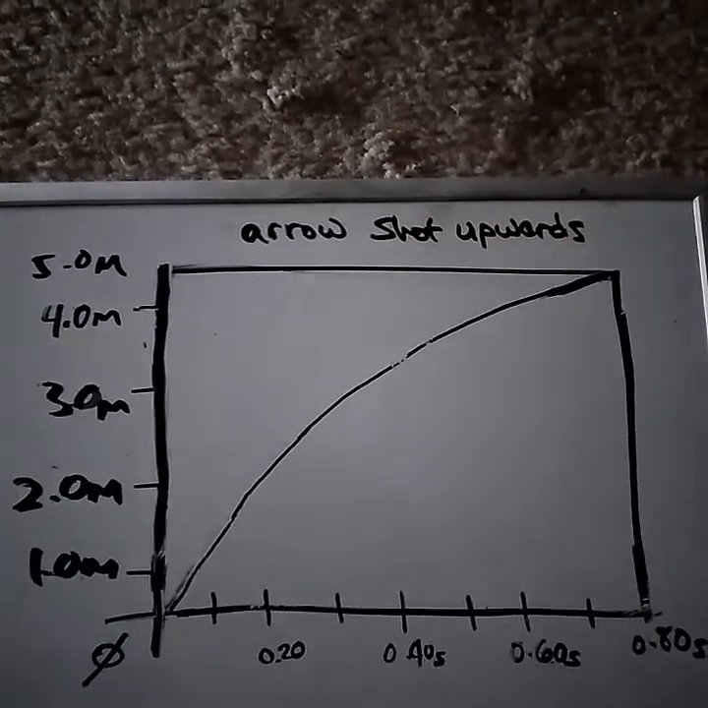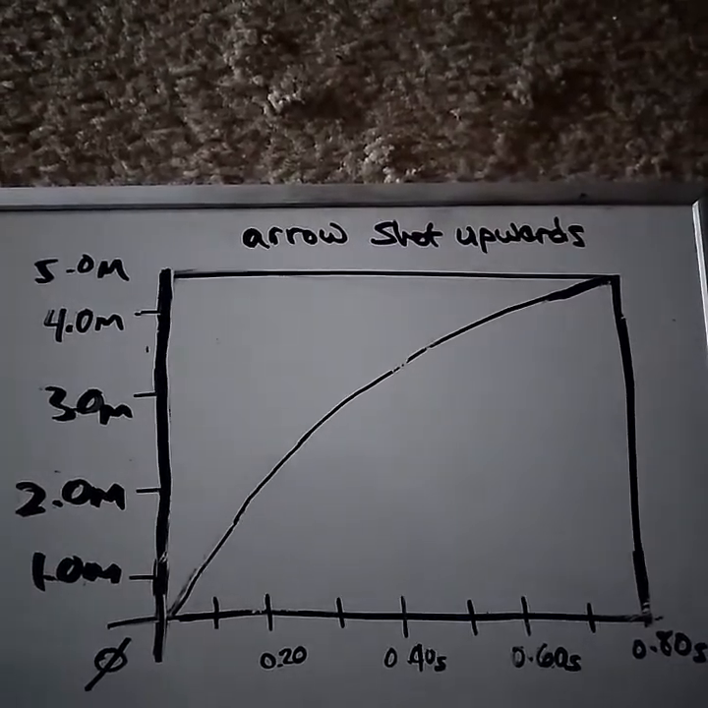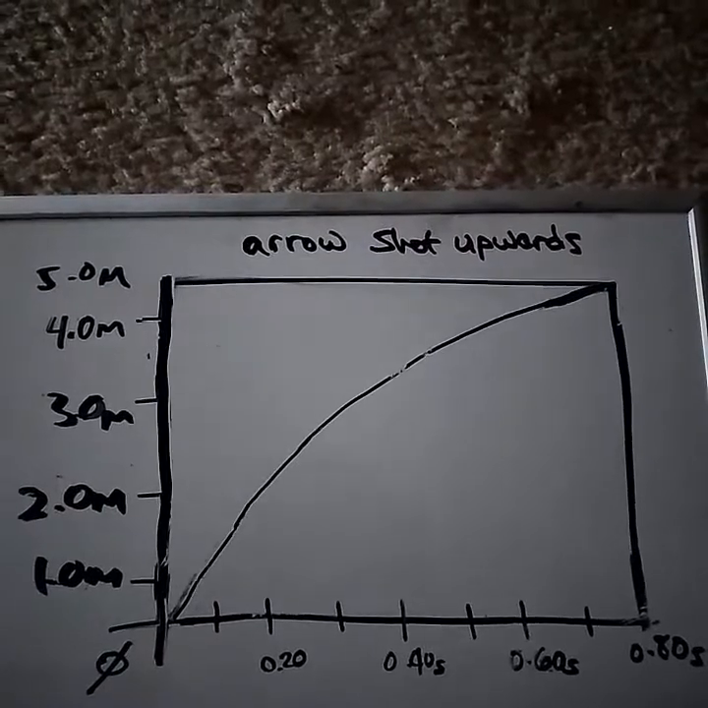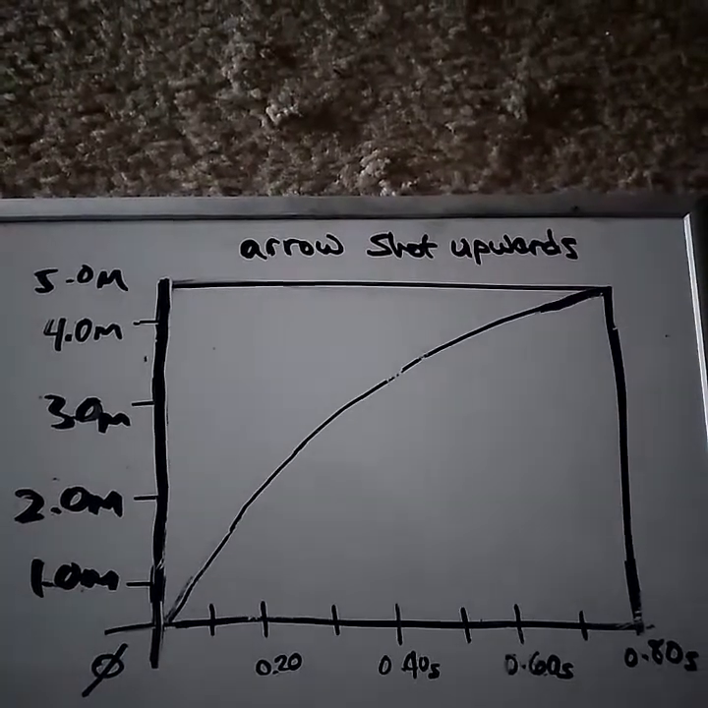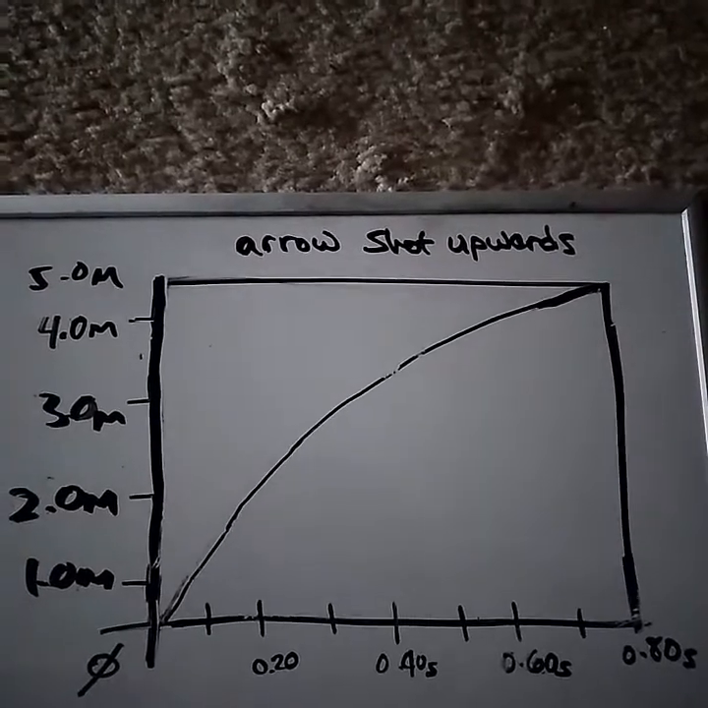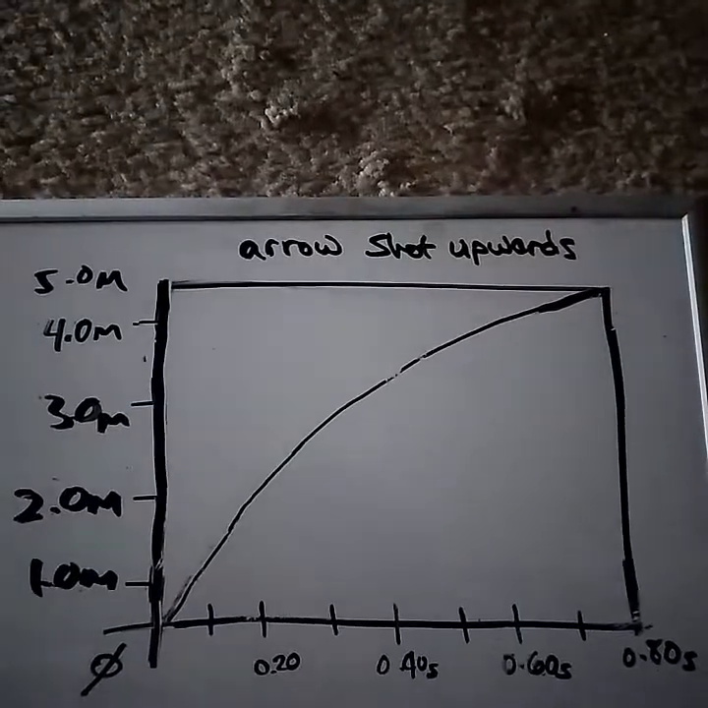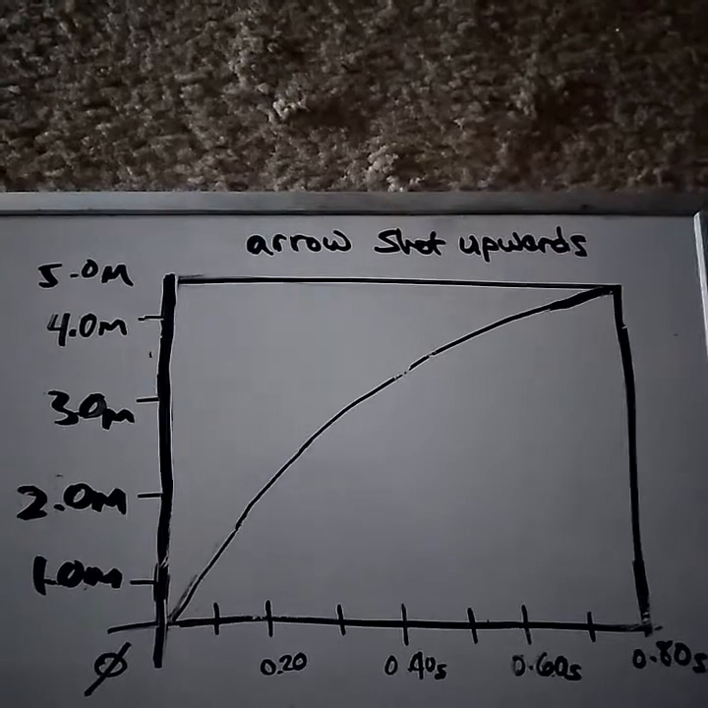Okay, so the scenario is that an arrow is shot upwards. It travels in the y direction a total of 5 meters and hits its target. And you can see here the time and the distance, right? Or the change in position.